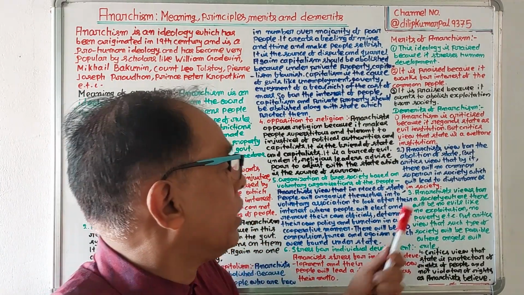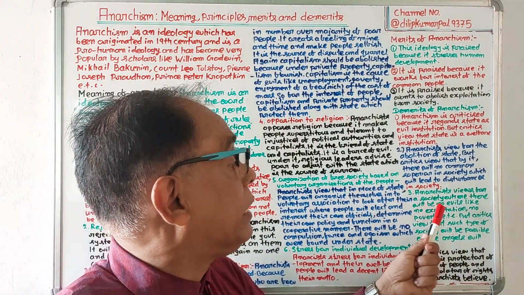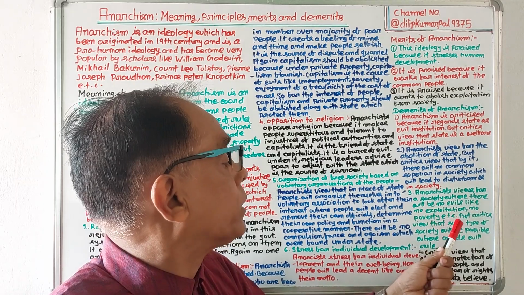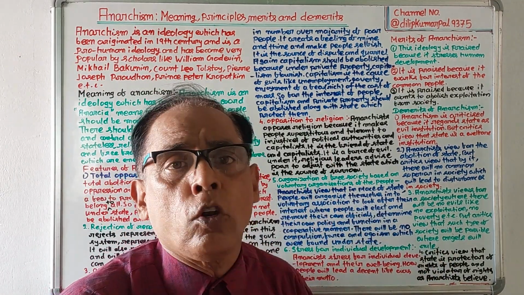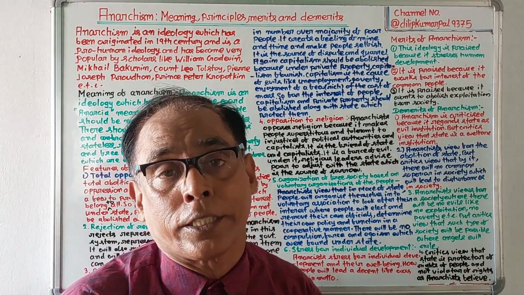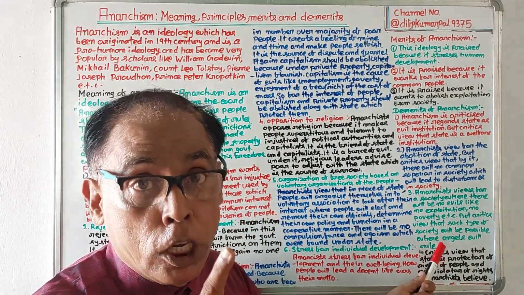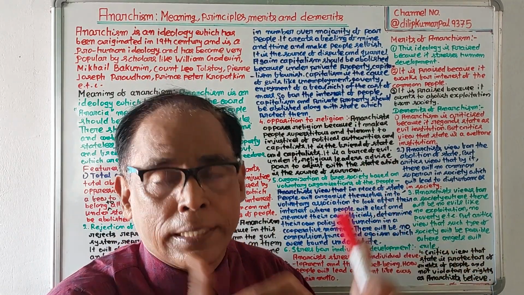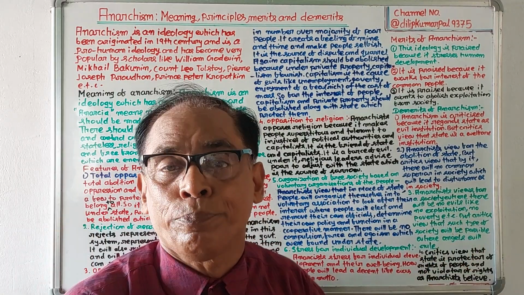Number 3, anarchists view for a society where there will be no evils, like no exploitation, no poverty, etc. But critics view that such a society will be possible only if the society is ruled by angels. So the type of society which anarchists want cannot be possible.